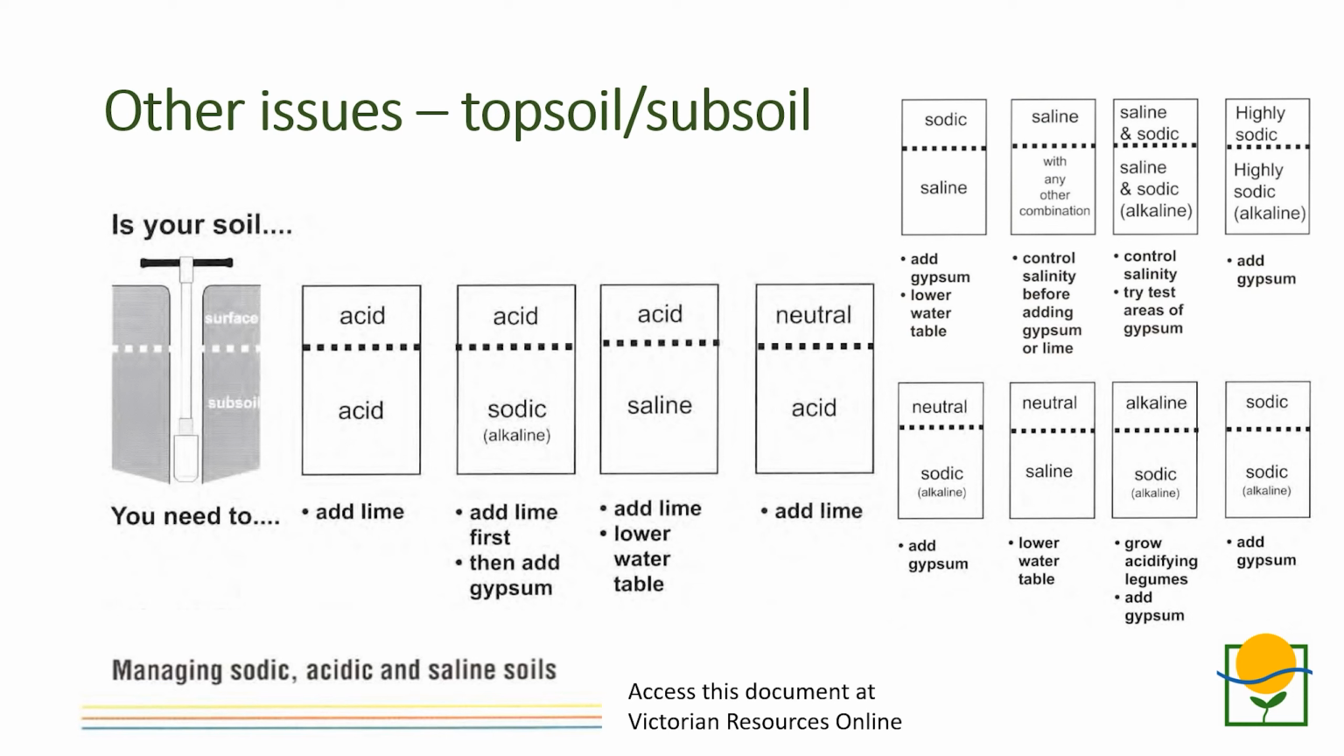And finally, acidification isn't the only issue we might face in a paddock. We've talked specifically about acid soils and the need for liming, but you might also have sodic soils which require gypsum, or saline soils that might have salt in them. In fact, there are all combinations of salinity, sodicity and acidity, both in the topsoil and subsoil, which have slightly different approaches to ameliorating those soil conditions. If you want to find more about those options, you can access the document indicated on the slide that describes these approaches at the Victorian Resources Online website.